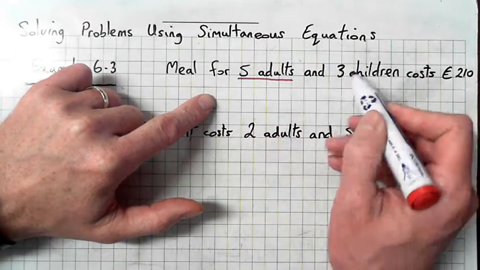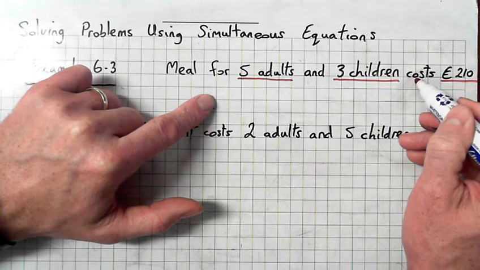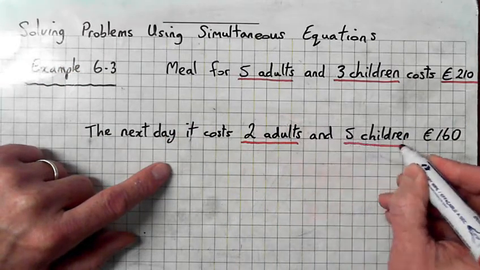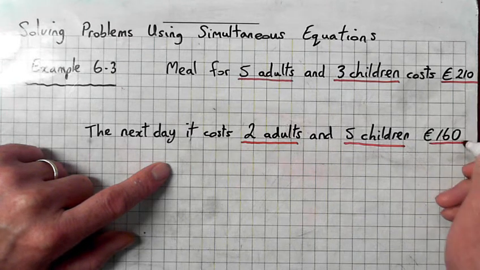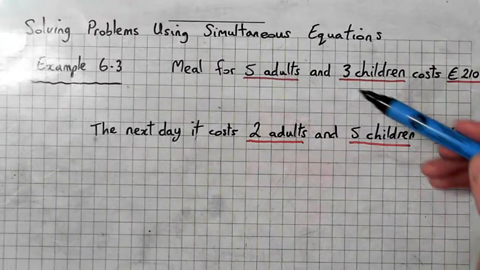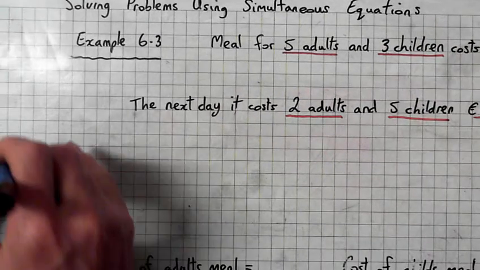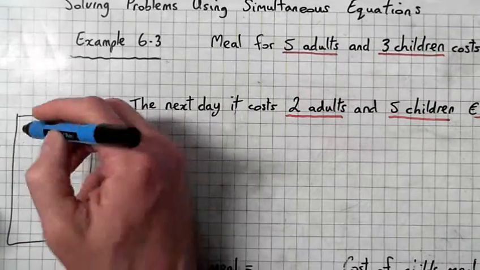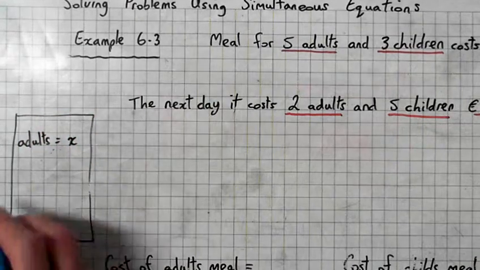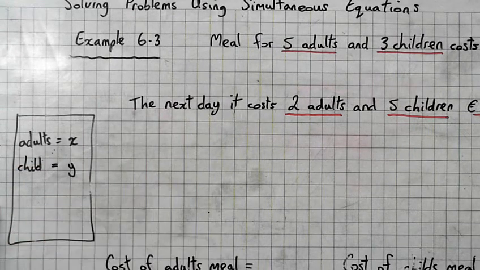Are 5 adults, 3 children, and the cost. Cost is equals. And then the next day we have 2 adults, 5 children, equals 160. So what we're going to do is decide what letter we're going to use to represent adults. So over here we can say adults is equal to X and children, I'll just write it in short, children is Y.